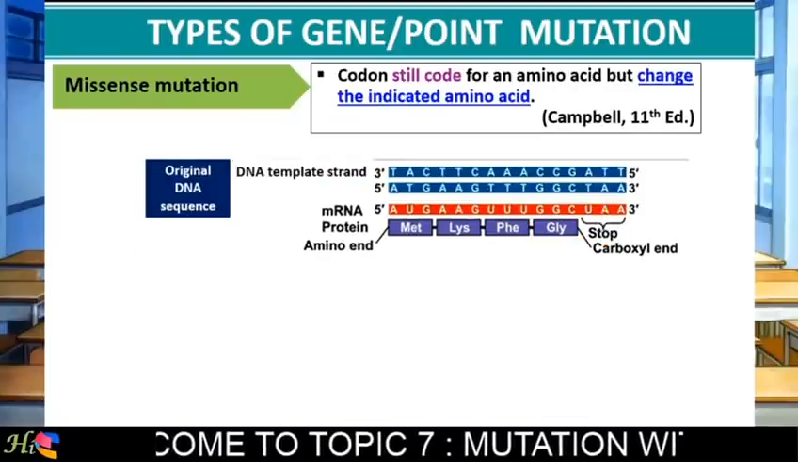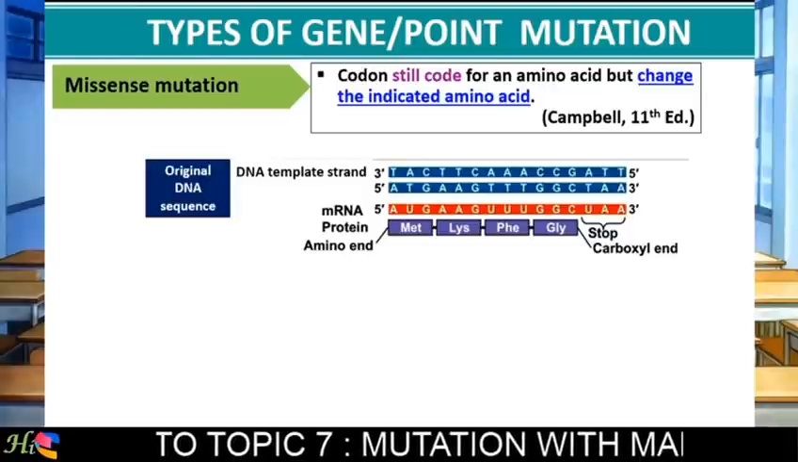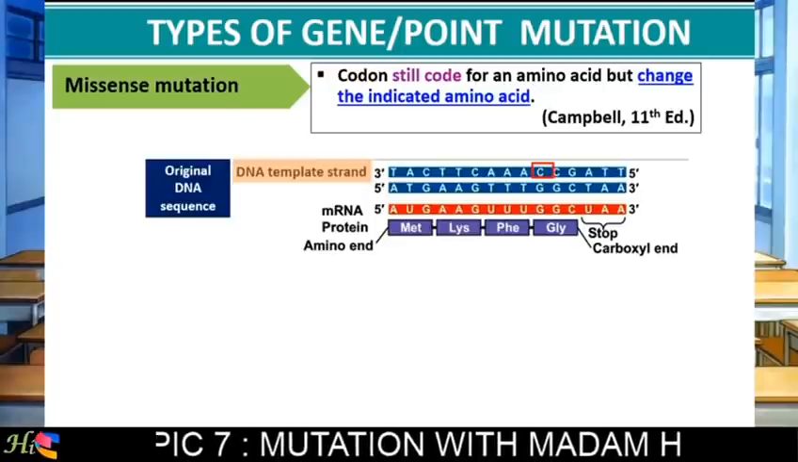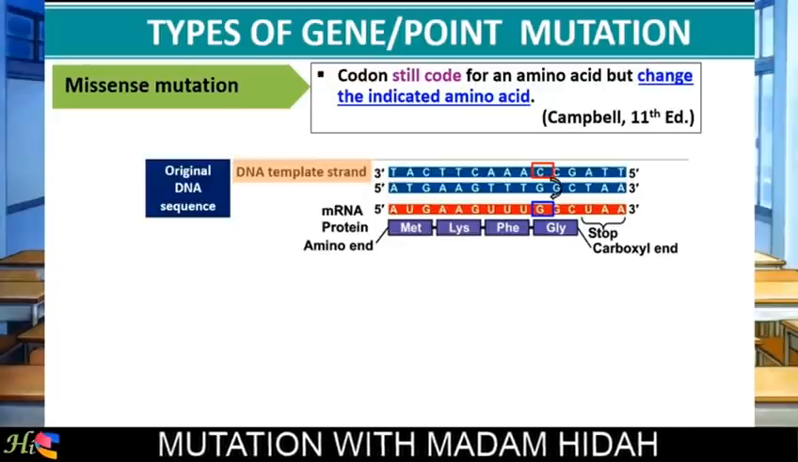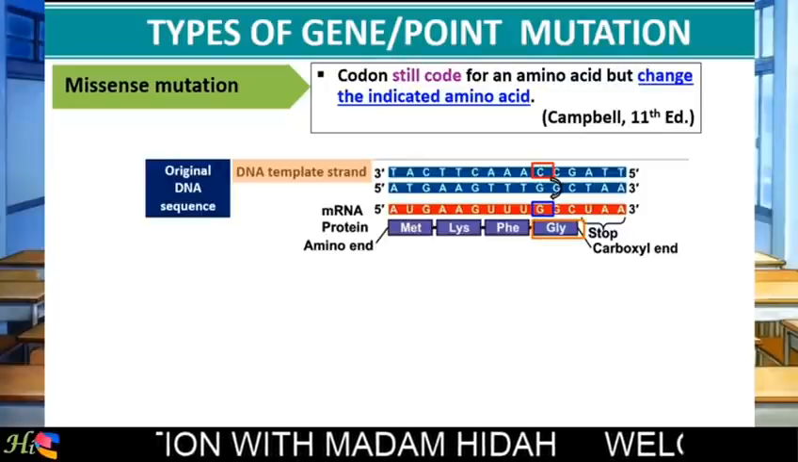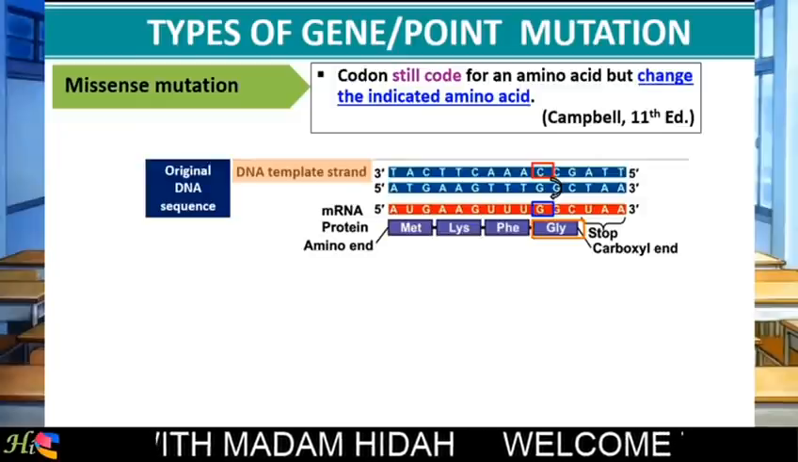Base substitution that changes one amino acid to another one is called a missense mutation. From the given diagram, the cytosine base in the DNA template strand will be transcribed into a guanine base in mRNA. The codon GGC in mRNA will later be translated into the glycine amino acid.